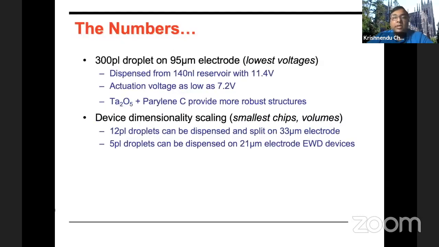Some numbers in case you're interested. We have been able to work with 11.4 volts to dispense droplets and 7.2 volts to transport them. These are the smallest voltages we have used. We are using different materials as our hydrophobic layer and insulator. With the smallest chips, we can work with 12 picoliter droplets on 33 micron electrodes. And we've also done 5 picoliter droplets on 21 micron electrodes.